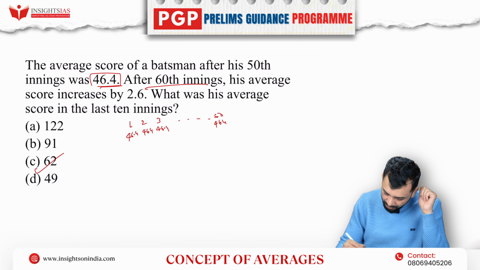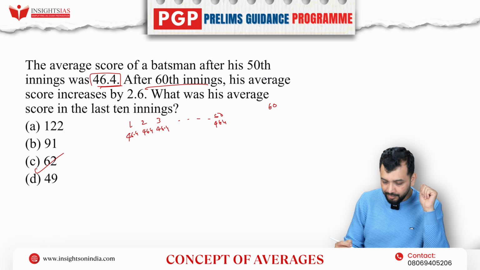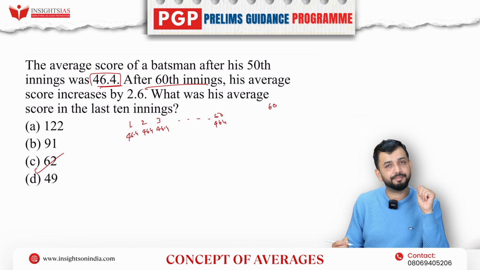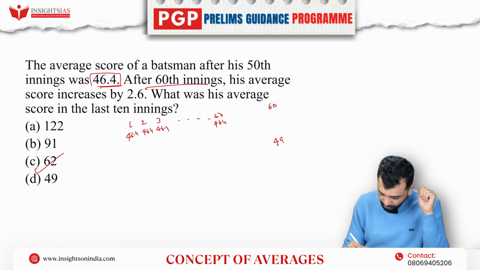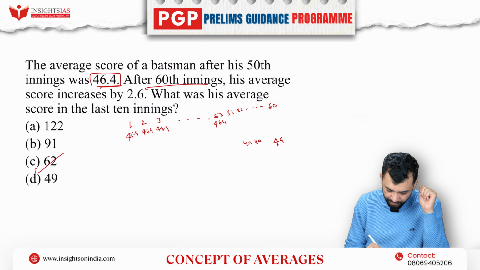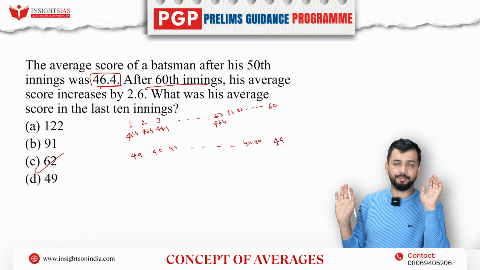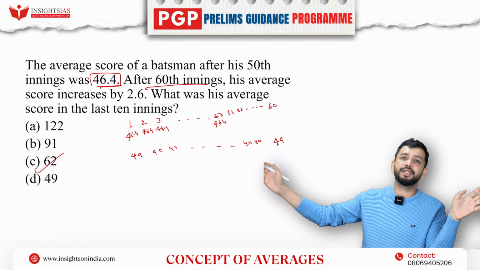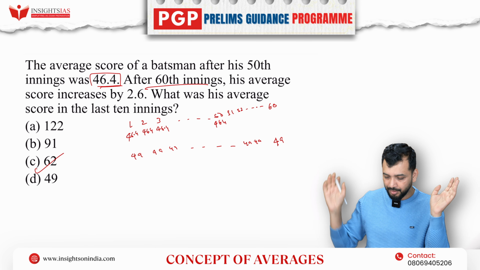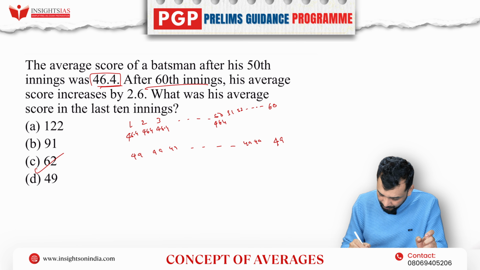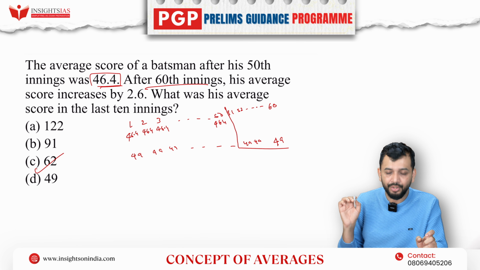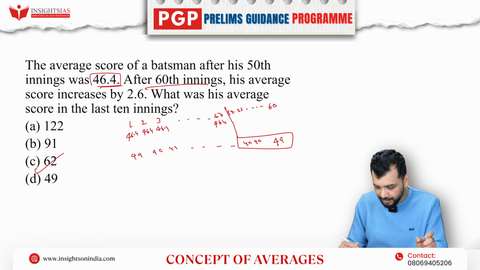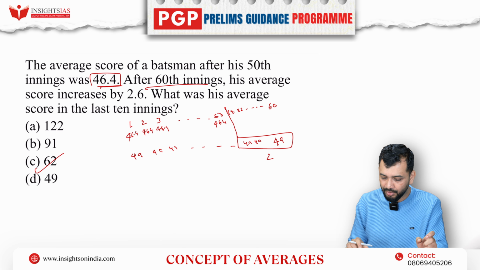Now what is happening after the 60th innings? His new average has become 49, right? So that is 49, 49, 51 innings, 52 innings, like this up to 60. Here also, if I replace all his innings by 49, the total should still remain same. So in all 60 innings, if it is replaced by 49, that is also same. That means this 10 innings, that is 51 to 60, 49, 49, 49, this part is 490.